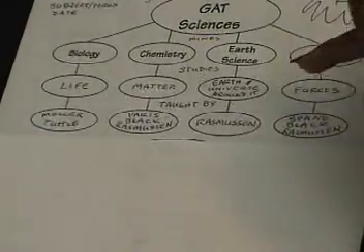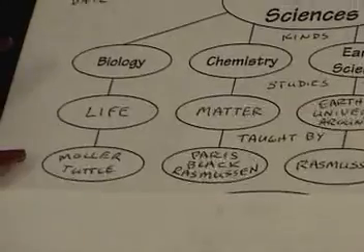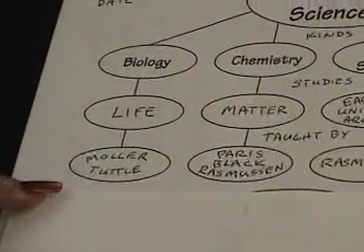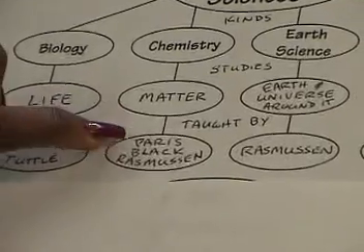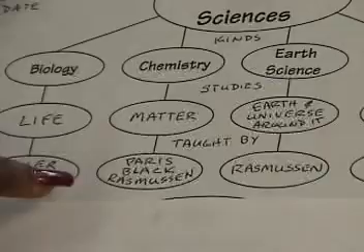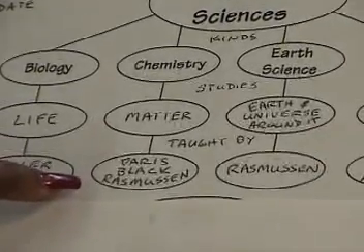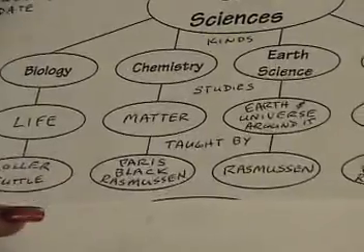Next, you're going to label who these classes are taught by. Biology is taught by Mrs. Mahler and Mr. Tuttle. Chemistry is taught by Mr. Paris, but Ms. Whipper-Black and Mr. Rasmussen teach physical science, which gives students an understanding of both chemistry and physics, which we'll get to a little later.